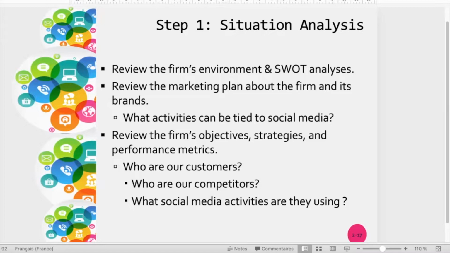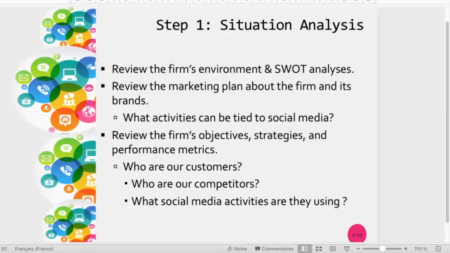Based on that, you will review your marketing plan about the firm and its brand. So which activities can be tied to social media? Some activities are certainly more appropriate to be tied to social media, others less. If you take again the example of L'Oreal or all the big brands, or Amazon or Air France and airlines, actually all activities can be tied to social media because you want to advertise all activities. But you have to think about which of these activities should be tied to social media.